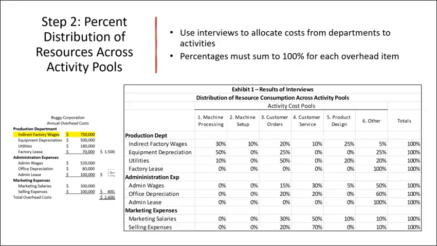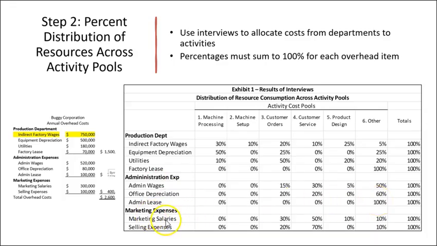As with the production department, the team is going to try to break down the cost for administrative expenses, including the wages, depreciation, administration, lease. Notice that again gets dumped into the other category.